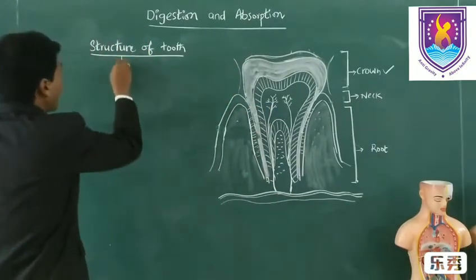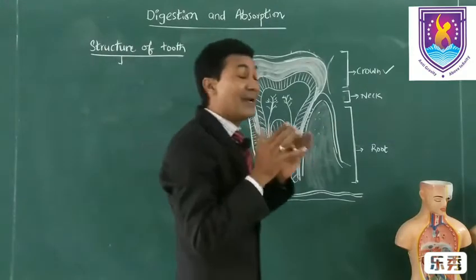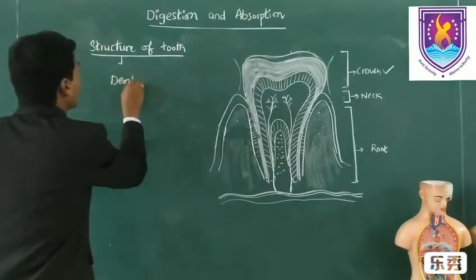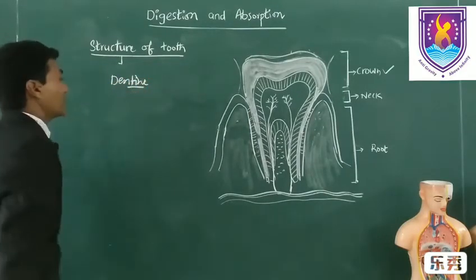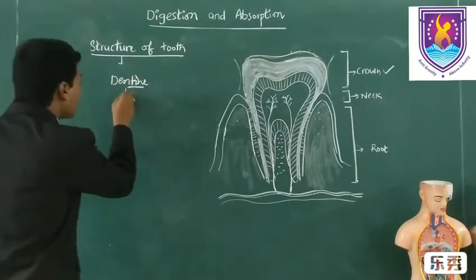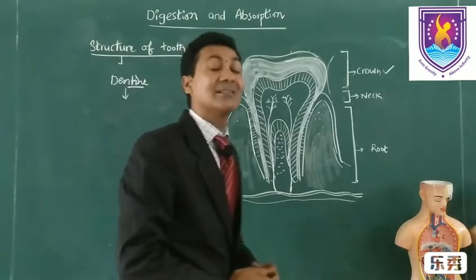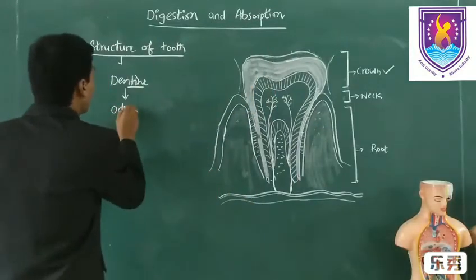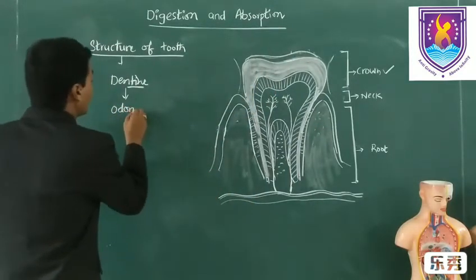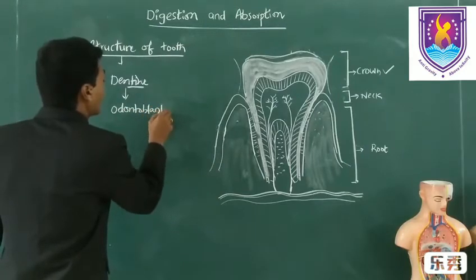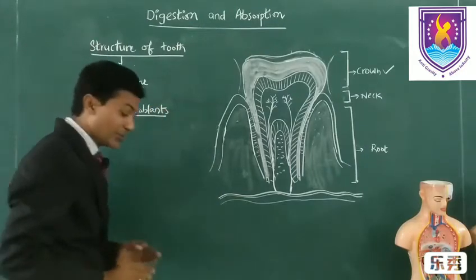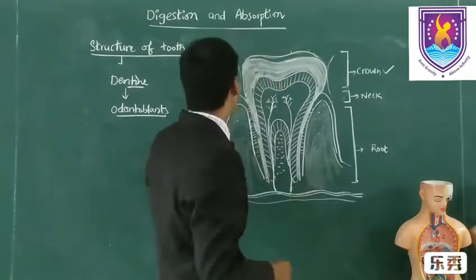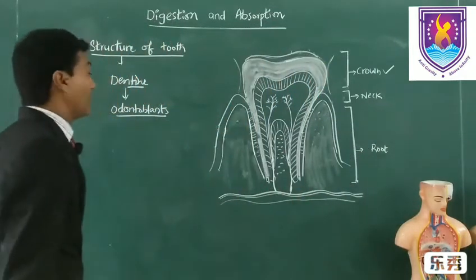The tooth is made up of a hard substance known as dentine. Dentine is formed by specialized cells known as odontoblasts. Odontoblasts are mesodermal in origin, and they secrete the dentine by which the tooth is made.